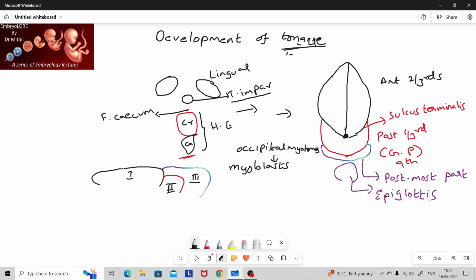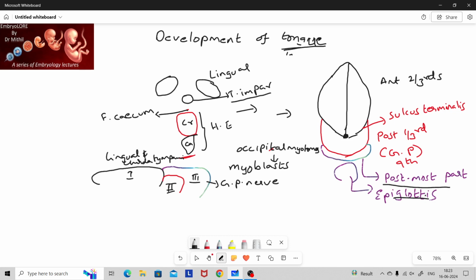The anterior two thirds is supplied by the lingual nerve and then the chorda tympani. Why? Because those are the nerves of the first arch. Now as there is no second arch contribution, directly the third arch, and as I have written here, that is the glossopharyngeal nerve. Why? Because that is the nerve of the third arch. And the most posterior part is from the fourth arch, and that is why it is supplied by the superior laryngeal nerve, because that is the nerve of the fourth arch.